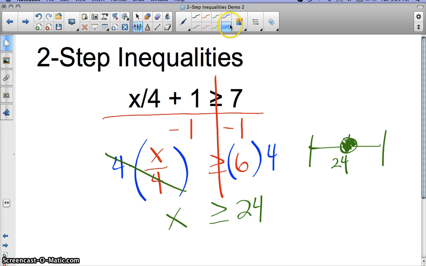How about 0? 0 is my favorite. Let's do it. Is 0 greater than or equal to 24? That is a false statement. Since it is a false statement, we don't want to go towards 0. We want to go away from 0. So we're going to go to the right.